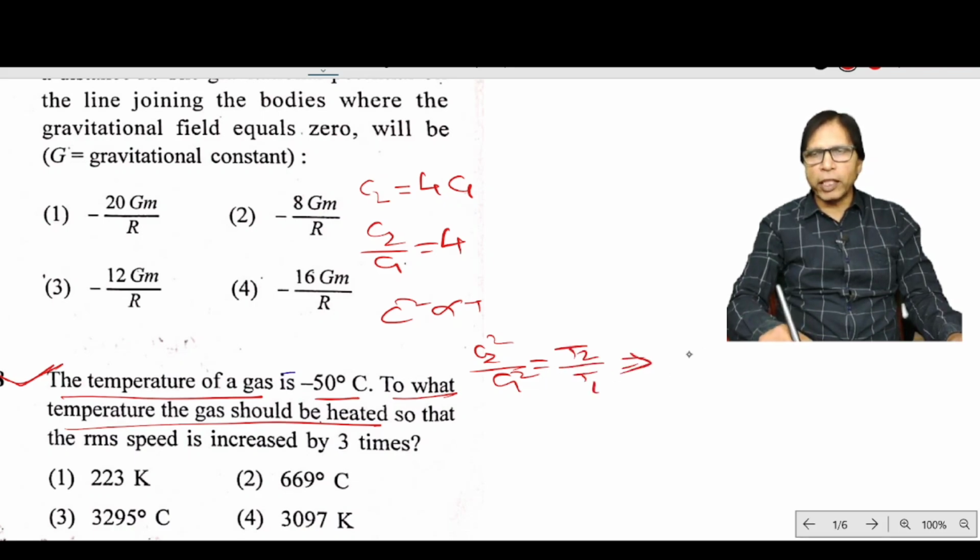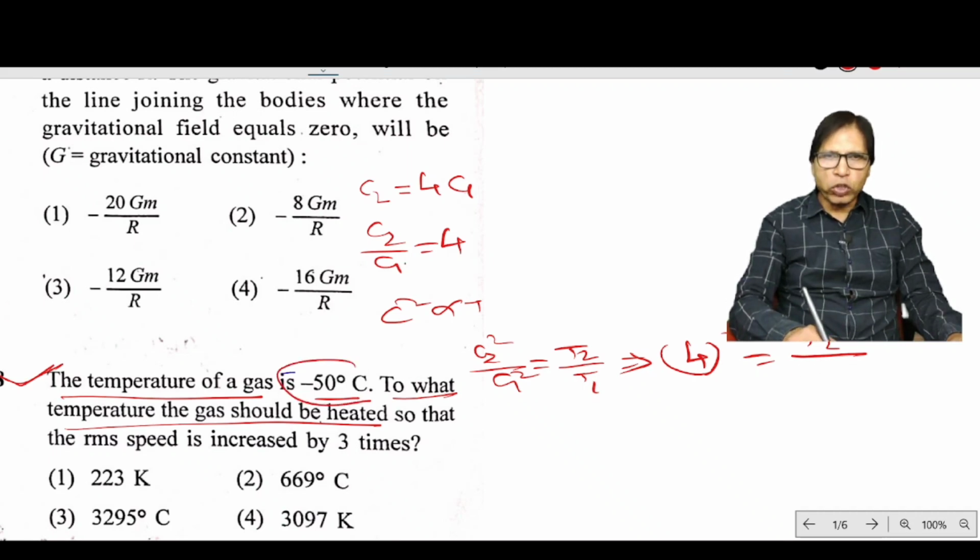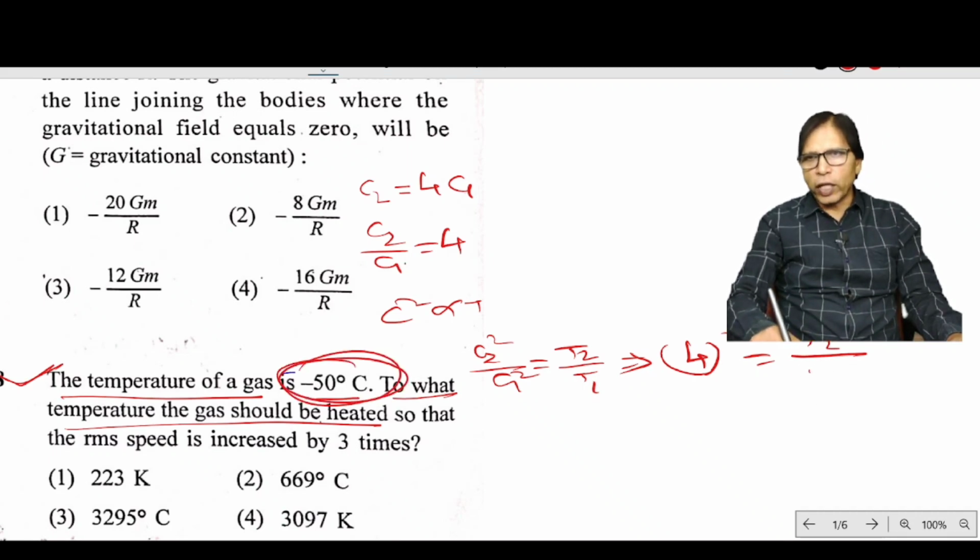Therefore C2 by C1 squared, which is 4 square, equals T2 by T1. What is T2? T2 is the question mark. And T1 is 273 minus 50, so this is 223. Okay, no problem.